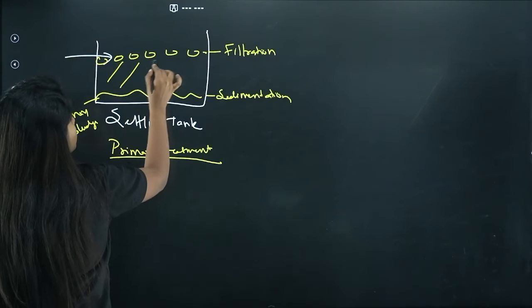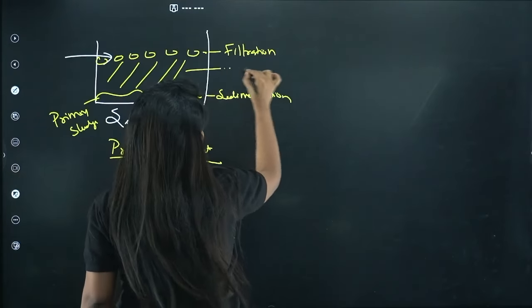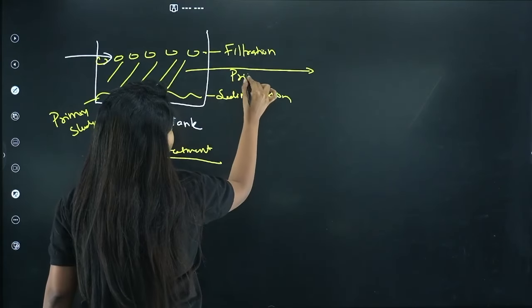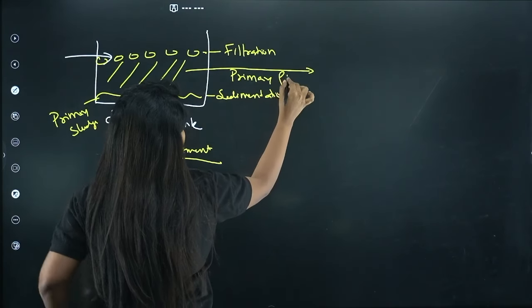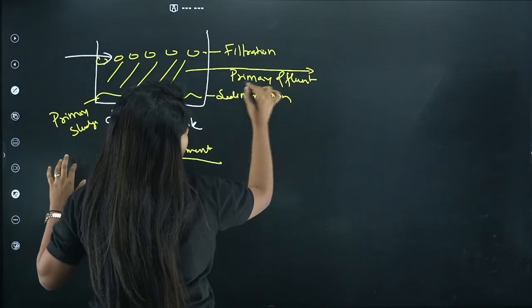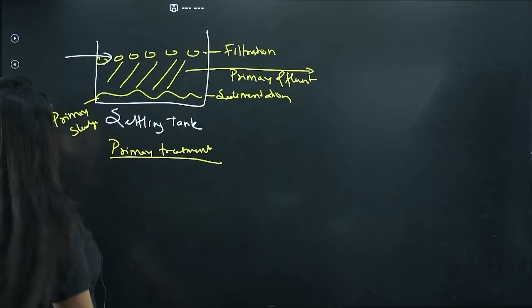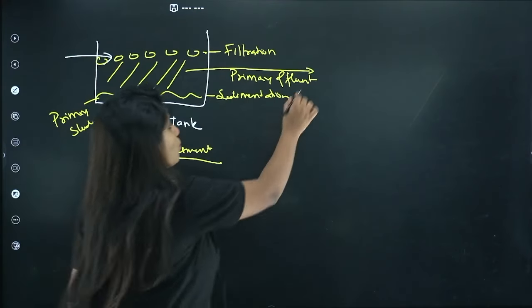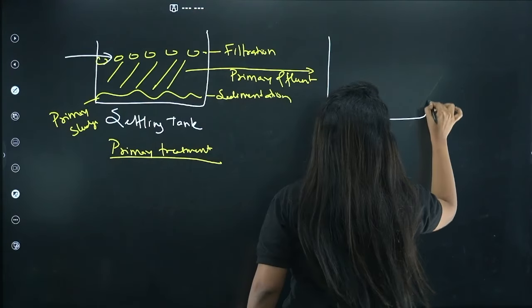For that, we are going to take the fluid up over here. You call this fluid what? The primary effluent. So in the primary treatment, everything is primary: primary sludge, primary effluent. So the primary effluent is now taken to the next tank. What do you call this tank? This tank is super important.